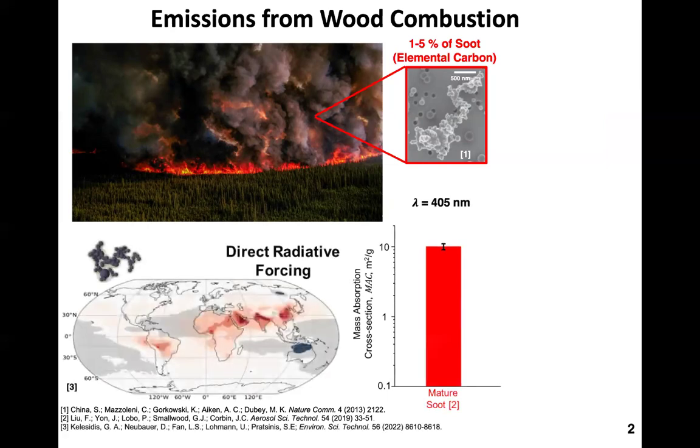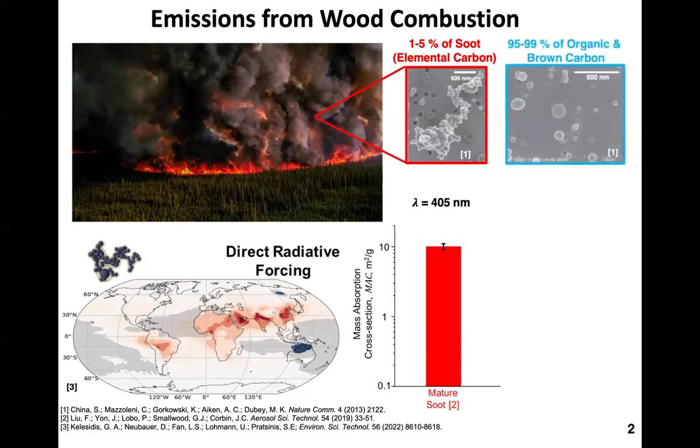We recently derived the mass absorption cross-section of soot, accounting for its realistic agglomerate structure, and we interfaced it with a global climate model to derive the direct radiative forcing that is induced by soot agglomerates at different regions of the world. Now, wildfire smoke also contains 95 to 99% of organic and brown carbon particles. The focus of my presentation today will be on brown carbon.